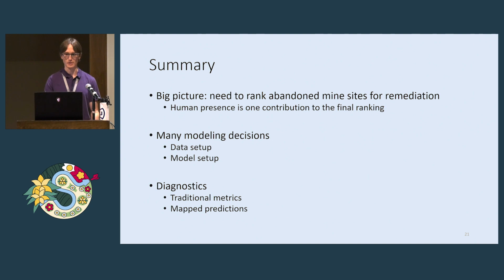A quick summary just to remind you here, the big picture of this project is to rank abandoned mine sites for remediation, and human presence is one contribution to that final ranking. And as I've showed you today, we have to make quite a few modeling decisions, many of which we're still working through, and we plan to consult with domain experts to make further refinements to our methods. The two main types of diagnostics we're considering in analyzing our model are the traditional machine learning metrics of area under the curve values, and then more qualitative analysis of the mapped predictions, so those visual cues that I was pointing out.